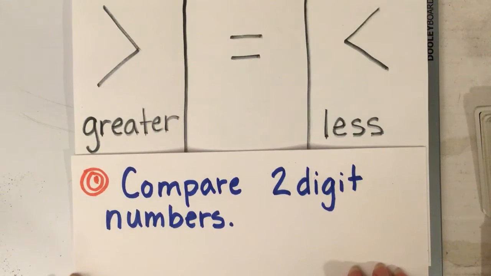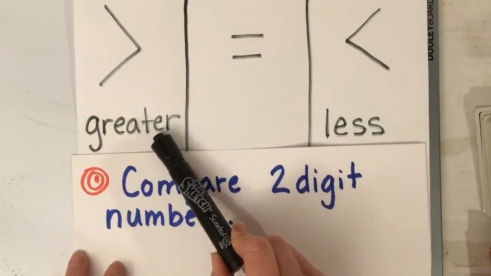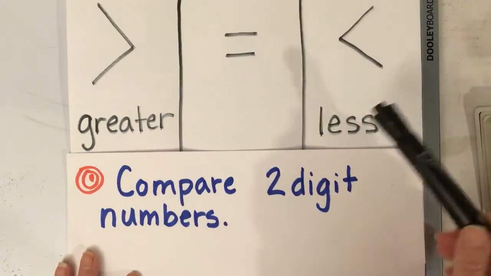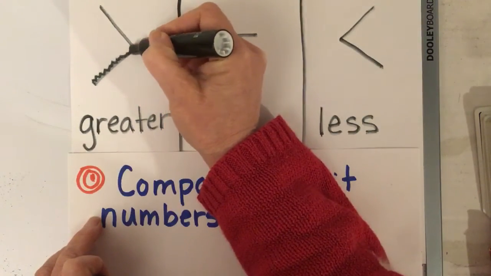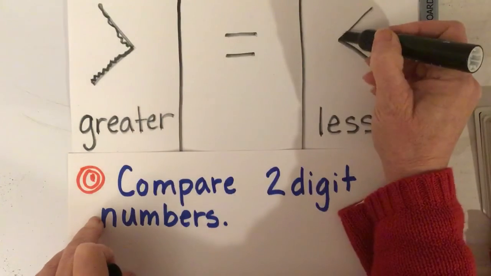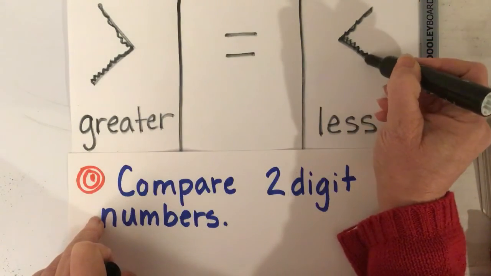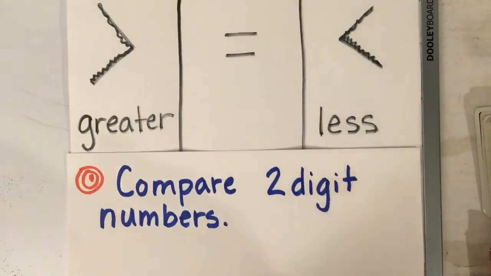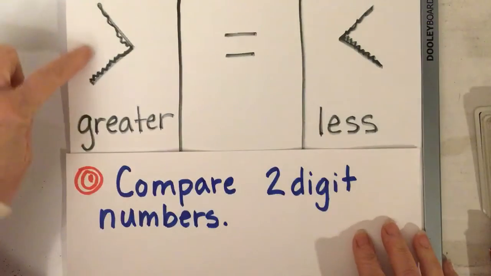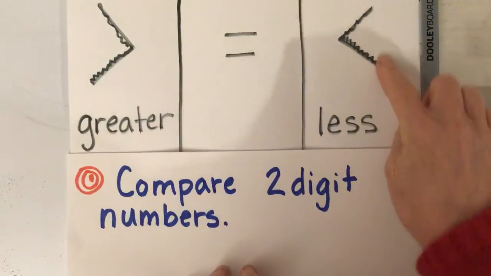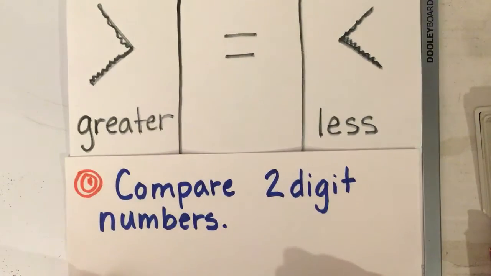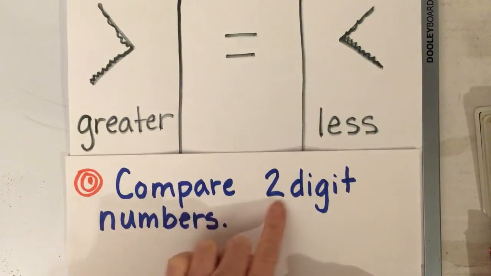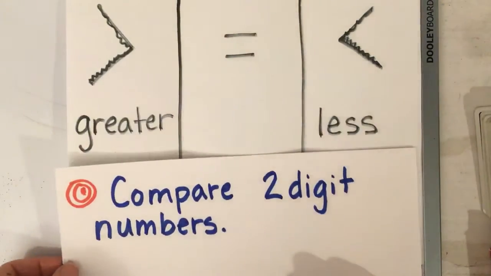So we've been talking about these symbols this week, the greater than symbol and the less than symbol. So remember, the hungry alligator always wants to eat the bigger number. So that is one way that kids can remember that the symbol of the big side goes towards the bigger number. The smaller side goes to the smaller number. So we're going to work on comparing two-digit numbers as our target again today.